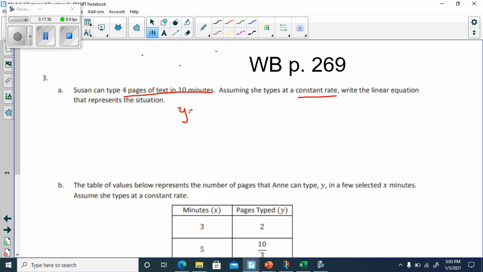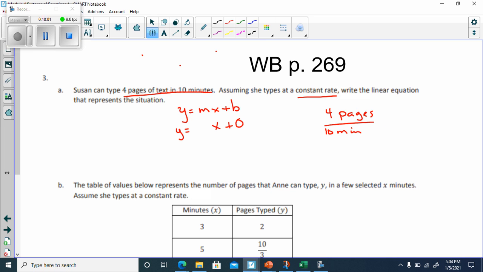We start with y is equal to mx plus b. That's our linear equation. Our b is where we begin. When she begins typing, how many pages has she typed? 0. So it's a proportional relationship. Your b is 0. Now we need our slope. Your slope is your rate of change. 4 pages in 10 minutes.